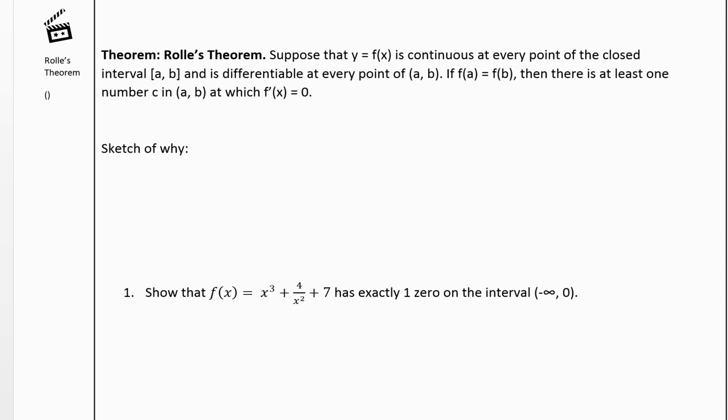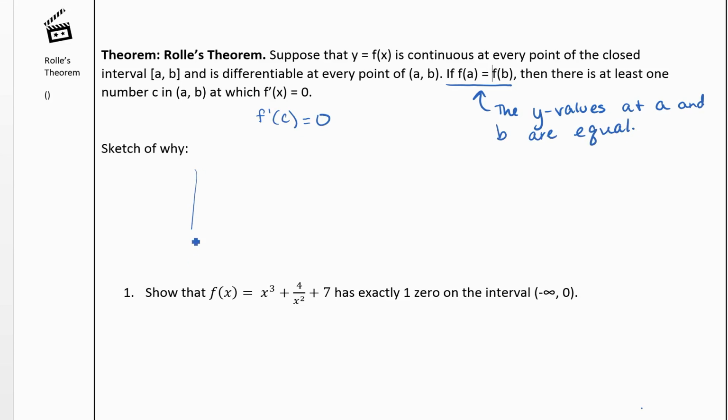So let's break that down. First of all, we have a function that's continuous and differentiable, at least on our interval. Then this part is saying that f of a equals f of b. What does that mean? That means the y values at a and b are equal. Then we're saying there's at least some number in between where f prime of c is equal to 0.